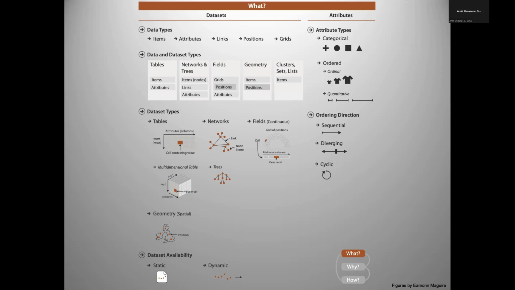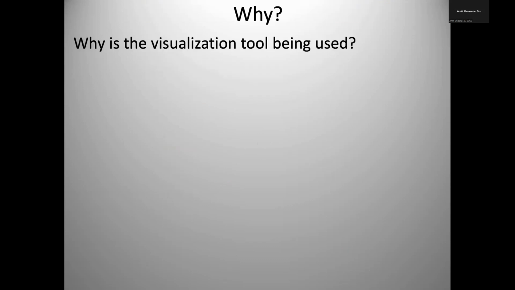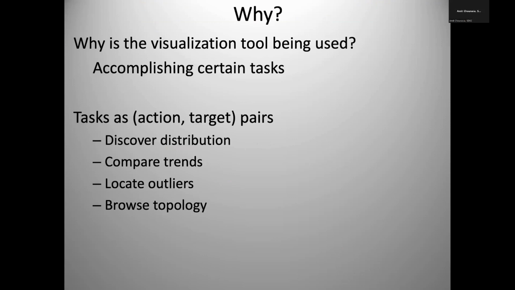So we looked at the what type and their attributes. It's about data and their attributes. Now let's take a look at why. Why is the visualization tool being used? Well, the idea is obviously to accomplish some set of tasks. Now, what are tasks themselves?